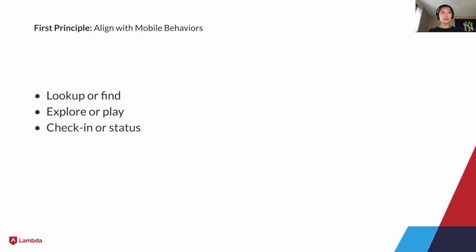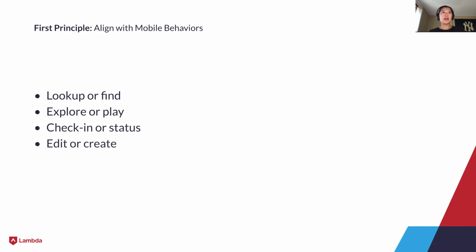The third mobile behavior is check-in or status. This is when an individual wants to stay on top of something that keeps changing or updating. So one example that comes to mind is checking your flight status. That may be an example of checking in and staying informed as to what is going to take place, or whether your plane is delayed or any changes that may come up.